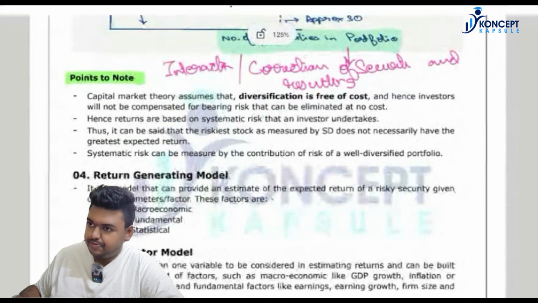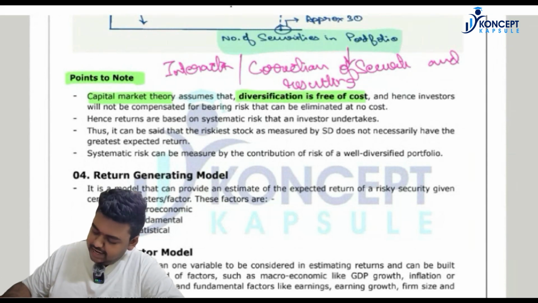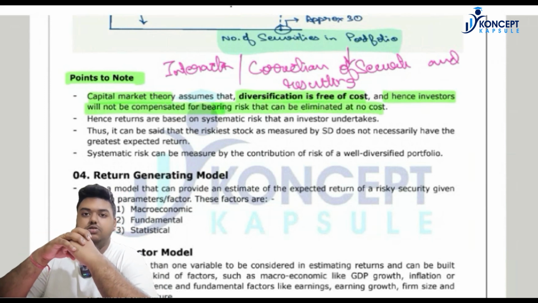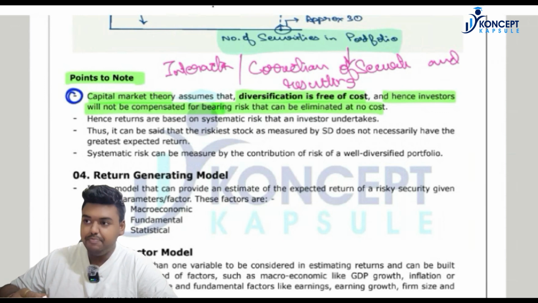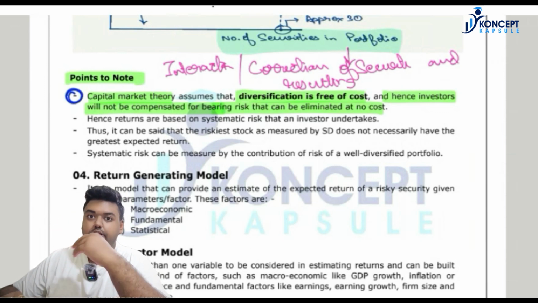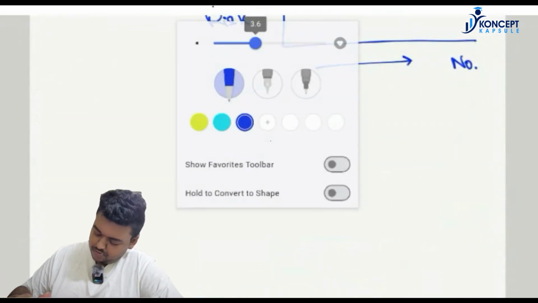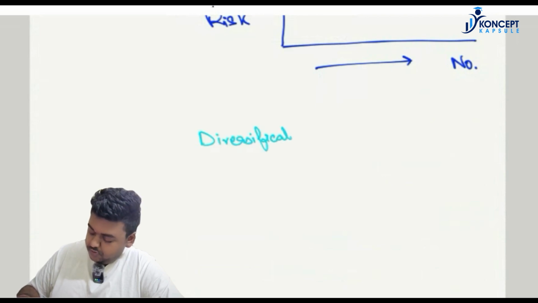Now at this point, we will have some things to study. Points to note: capital market theory assumes that diversification is free of cost, and hence investors will not be compensated for bearing risk that can be eliminated at no cost. So what are we saying? The first point is very important, guys. You need to understand. The first point will form the basis of a lot of theories that we are going to study in the future. What it is saying is that diversification is free of cost.